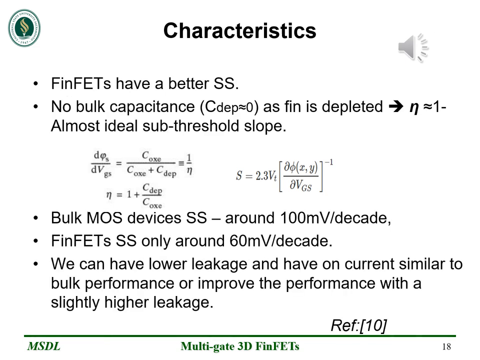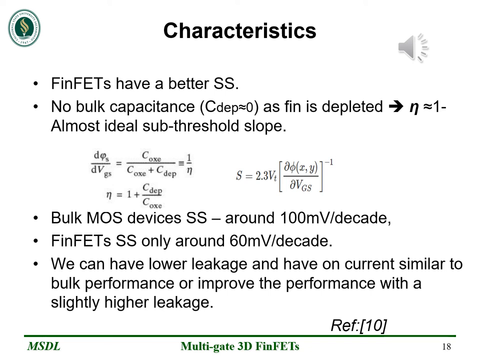But in FinFETs, we don't have the bulk capacitance C_dep because the fin is depleted. So we have eta almost equal to 1, and thus S becomes equal to 2.3 times V_T, where V_T is the thermal voltage equal to 26 millivolts. This gives us an almost ideal subthreshold slope.